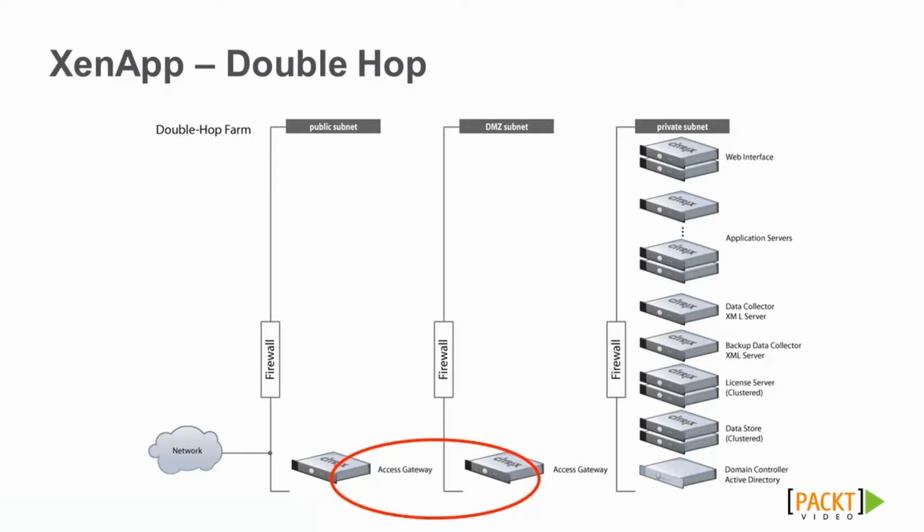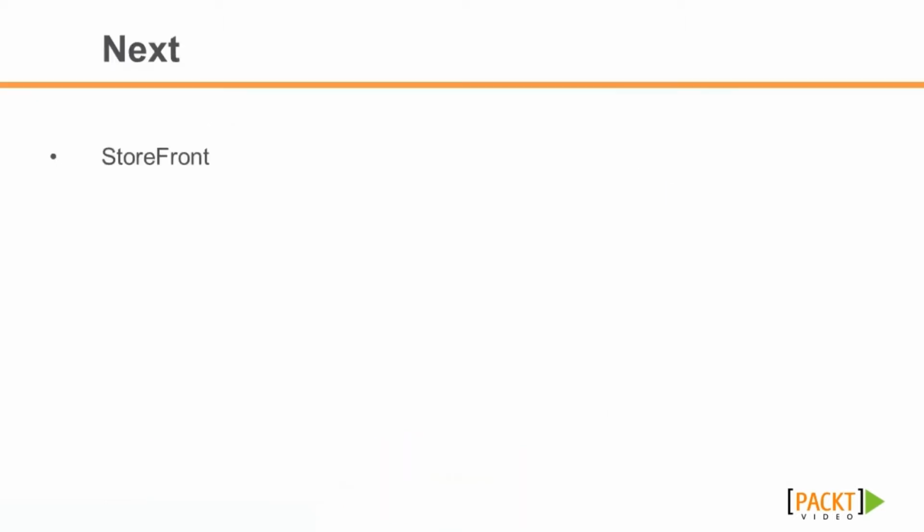The Access Gateway can be placed into a double hop configuration, that is, where two DMZ networks separate the secure communication from the back-end XenApp farm, which you can see in the example diagram here. Next, we will be taking a look at the new component to XenApp called Storefront.